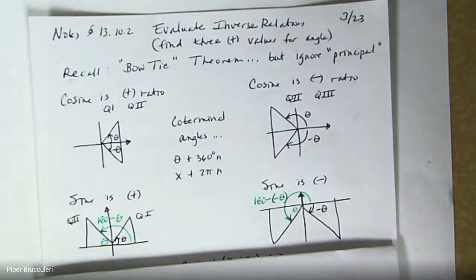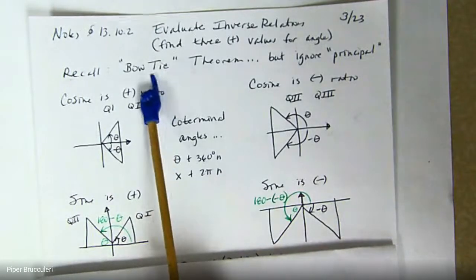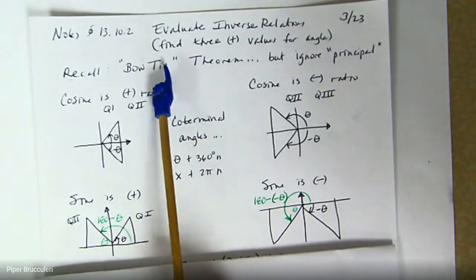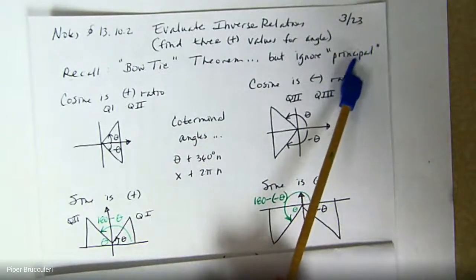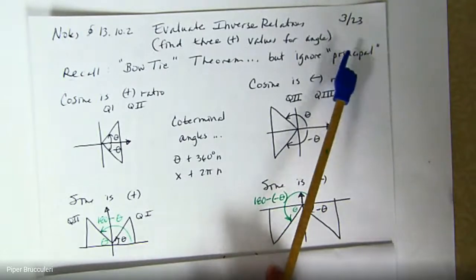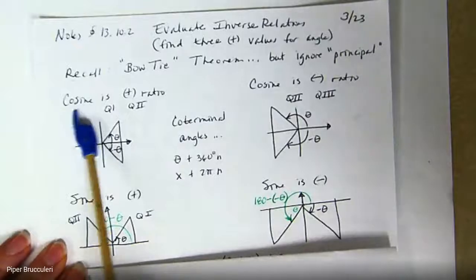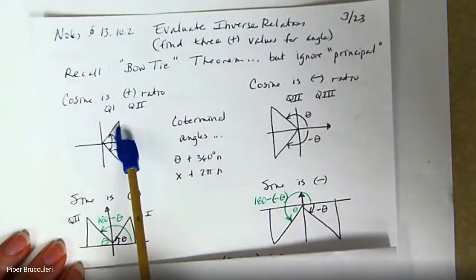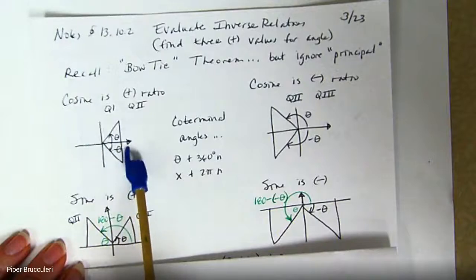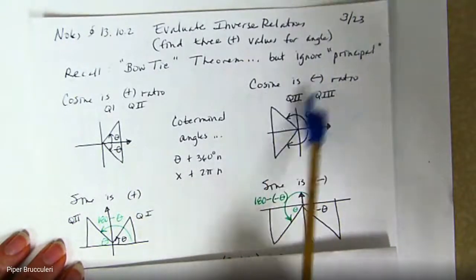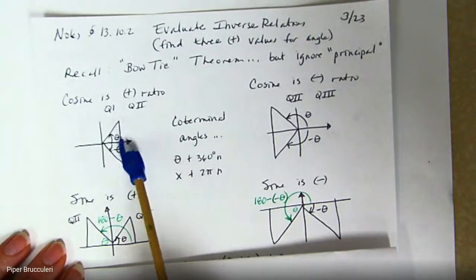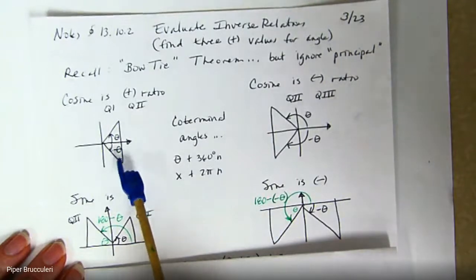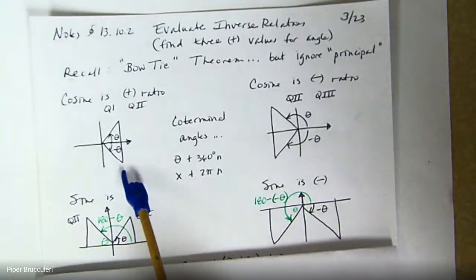So we have our bow tie theorem, which is how we place triangles so we can evaluate angles more cleverly. Now we're going to ignore principal angles, banana and rainbow. That was the first part of chapter 13. Now we're actually accounting for all angles, so we're going to ignore that. But the bow tie never goes away. So the cosine is the positive ratio here in quadrant 1 and quadrant 4 because cosine is associated with x. The cosine ratio is negative in quadrant 2 and 3. But don't forget this positive theta going counterclockwise, negative theta going clockwise.